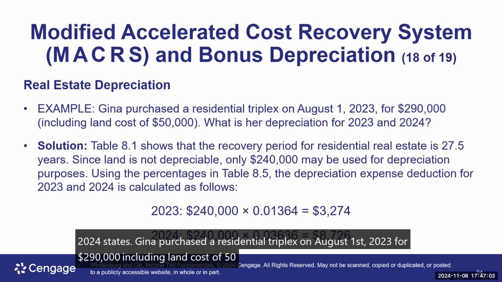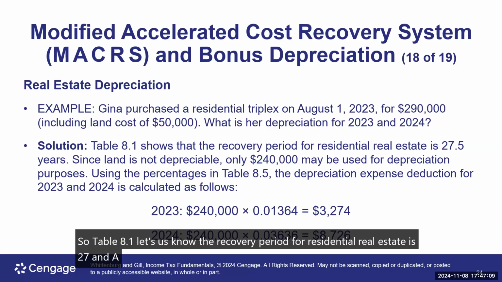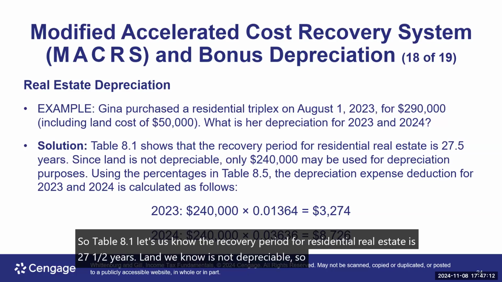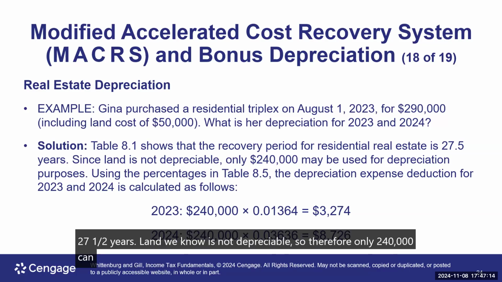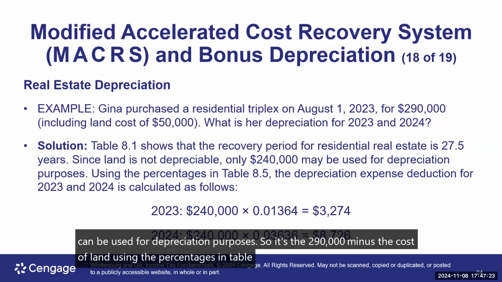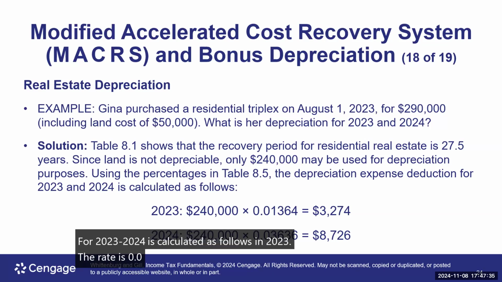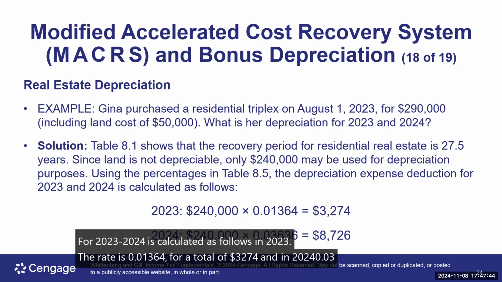Table 8.1 lets us know the recovery period for residential real estate is 27 and a half years. Land we know is not depreciable, so only $240,000 can be used for depreciation purposes. So it's the $290,000 minus the cost of land. Using the percentages in table 8.5, the depreciation expense deduction for 2023 and 2024 is calculated as follows. In 2023, the rate is 0.01364 for a total of $3,274. And in 2024, 0.03636 for a total of $8,726.